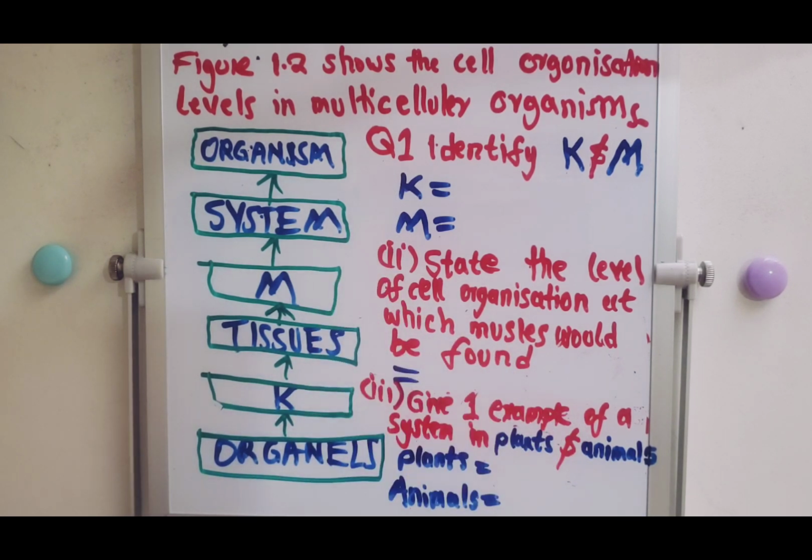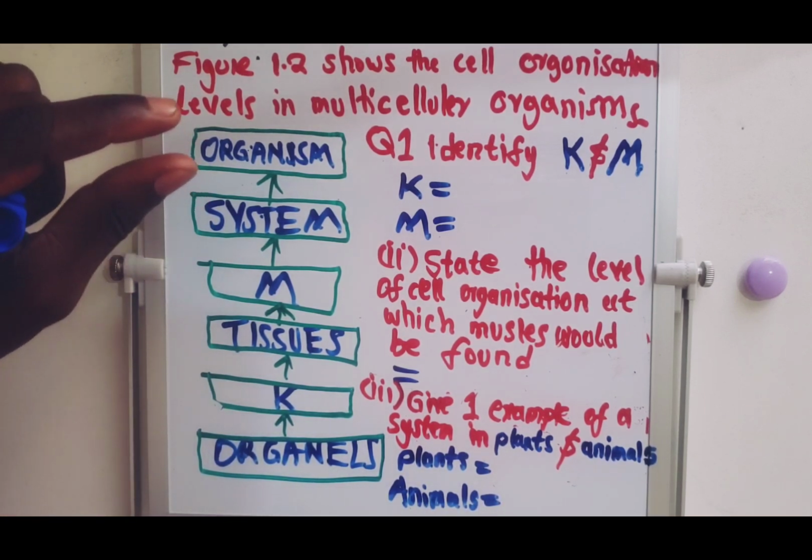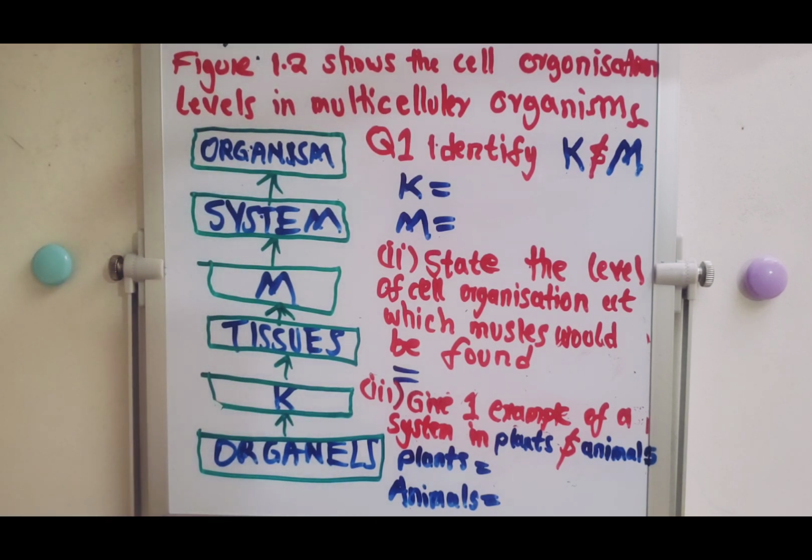Question 1 reads, identify parts K and M. Okay, so they want us to identify part K and also part M. K is this one, then M is this one. In order for you to tackle this question carefully, you need to understand very well how the organism is actually made up. Firstly, you have to know the steps, or the levels, that are involved in order for an organism to actually be made.